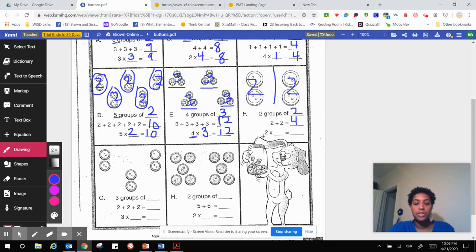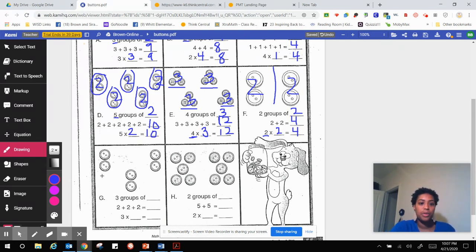Well, remember, this first 2 represents your number of groups, and the second factor or number represents the number in each. So that's 2. So 2 times 2 equals 4. Your product is 4. All right, I hope that you're trying along as I'm doing it with you. All right, here's our next one.